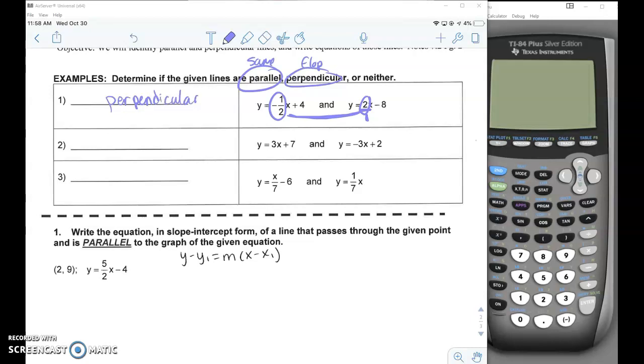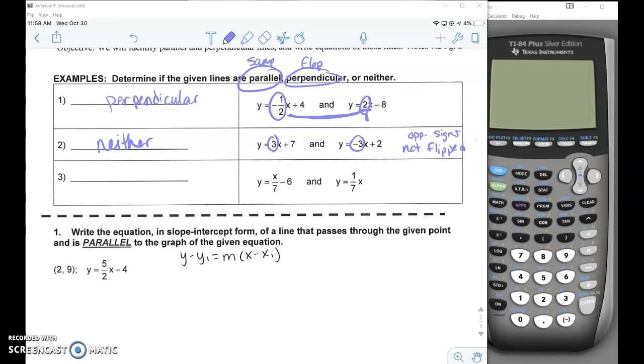Number 2, y equals 3x plus 7, and y equals negative 3x plus 2. My slopes are 3 and negative 3. These are opposite signs, but they are not flipped over. So they cannot be perpendicular because they're not flipped over, and they're not exactly the same, so they can't be parallel. So these lines are neither perpendicular or parallel.